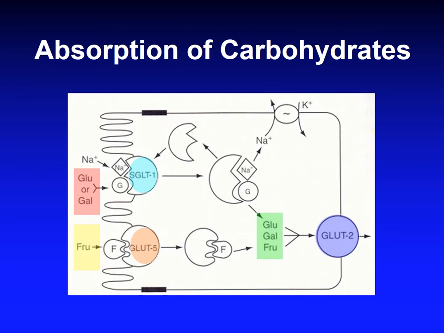So glucose and galactose require a certain carrier protein. We call it SGLT1. Fructose, on the other hand, requires another carrier, which is called GLUT5. They pull these sugars from the outside to the inside of the enterocyte. Now, once glucose, galactose, and fructose are inside the enterocyte, you have another carrier, GLUT2, that carries all three of them into the lumen of the blood vessel. So, two carriers to carry glucose, galactose, and fructose into the enterocyte, then another carrier to carry them from the inside of the enterocyte to the lumen of the blood vessel.